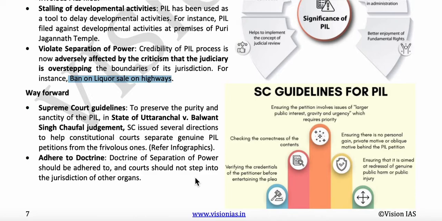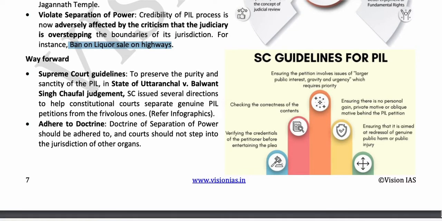So based on these issues, the Supreme Court has provided a few guidelines for filing this PIL. See here, look into this box. Those guidelines involve verifying the petitioner and checking the correctness of the PIL, and the PIL filed should be of larger public interest, and the PIL should not have any personal gain or motive. And the last one is the PIL should aim to solve genuine public harm.